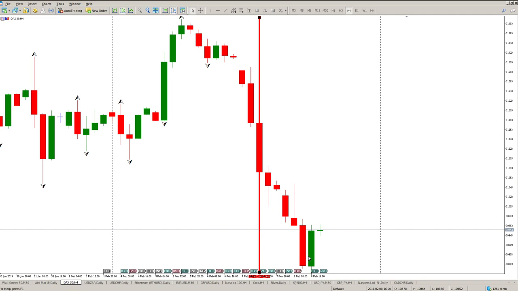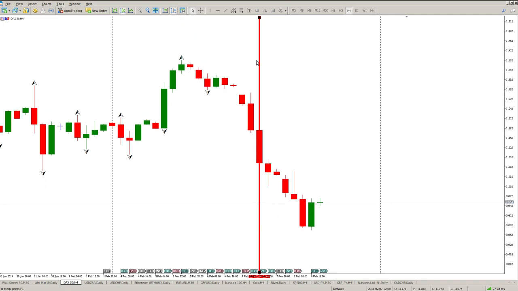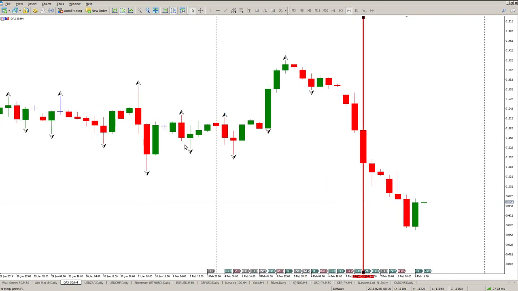Again, you can see there's a fractal, it's a low, higher low, higher low, higher low, higher low. There's a fractal, higher low, higher low, higher low, higher low. There's a fractal to the top. We've got a high, lower high, lower high, lower high, lower high. Now that's a general rule of thumb, but it does get quite complex.